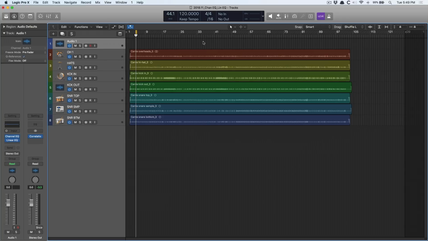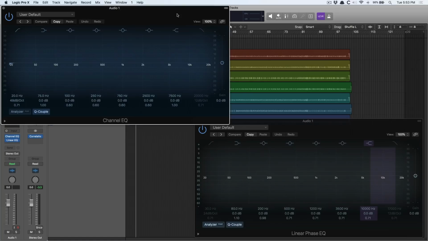Apple's Logic Pro 10. Today, let's talk about EQ, specifically the difference between the channel EQ and the linear EQ. This can be a point of confusion for Logic users. I mean, why are these two EQs, why do they look identical, but have different names? And then that sort of begets more questions, right?